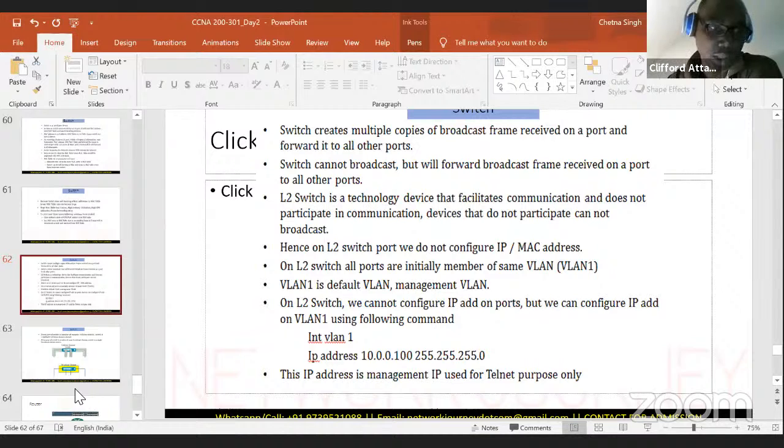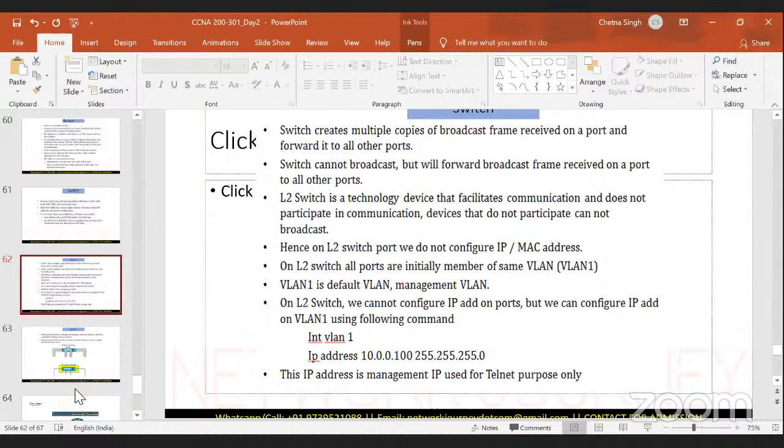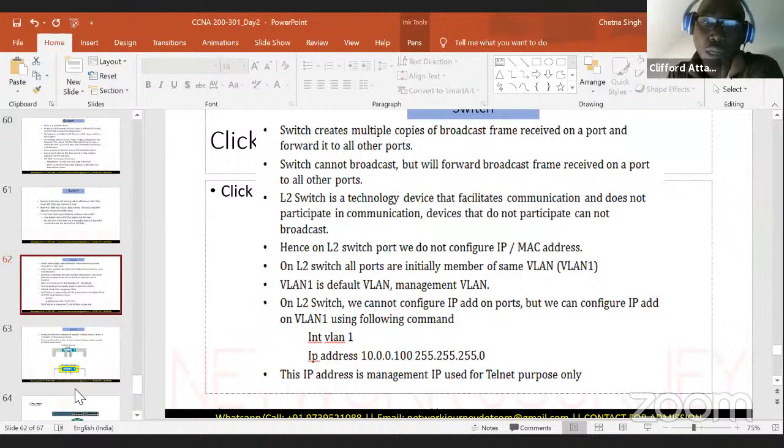Coming back, a question, please. Yeah, sure. I have a question. You talked about a bridge and a switch. I want to know the main difference between the two, since both of them learn MAC addresses or populate their table with MAC addresses. And moreover, you were saying you cannot configure an IP address on a switch. So how can you manage the switch if you want to terminate into it?